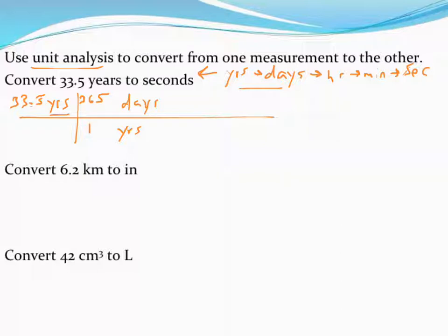Now, be careful that those numbers end up in the right spot. Sometimes your one's on top. Sometimes your one is on the bottom. Just read the conversion to yourself and see if it makes sense. 365 days to 1 year makes sense to me. If you had your numbers flip-flopped and you said 1 day is 365 years, that tells you something went wrong, okay?